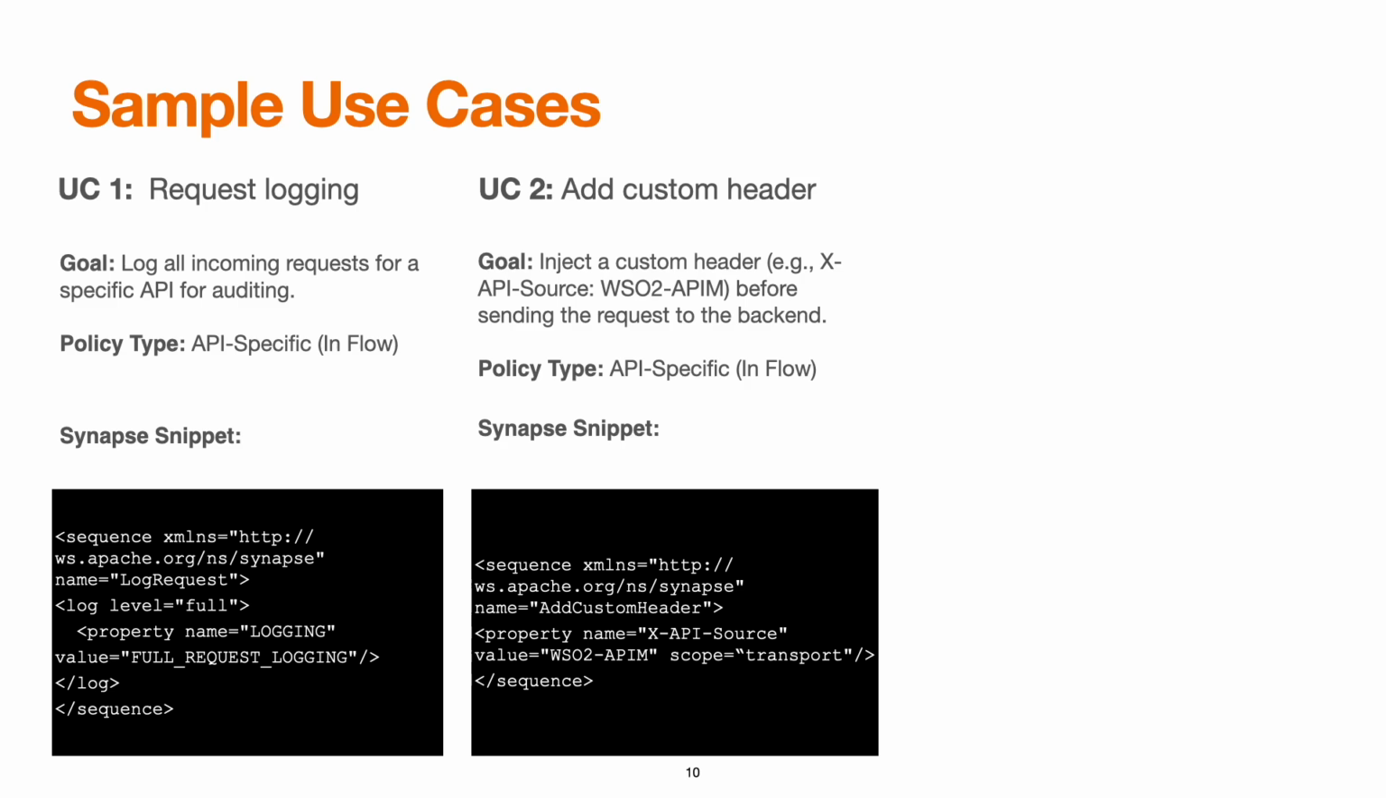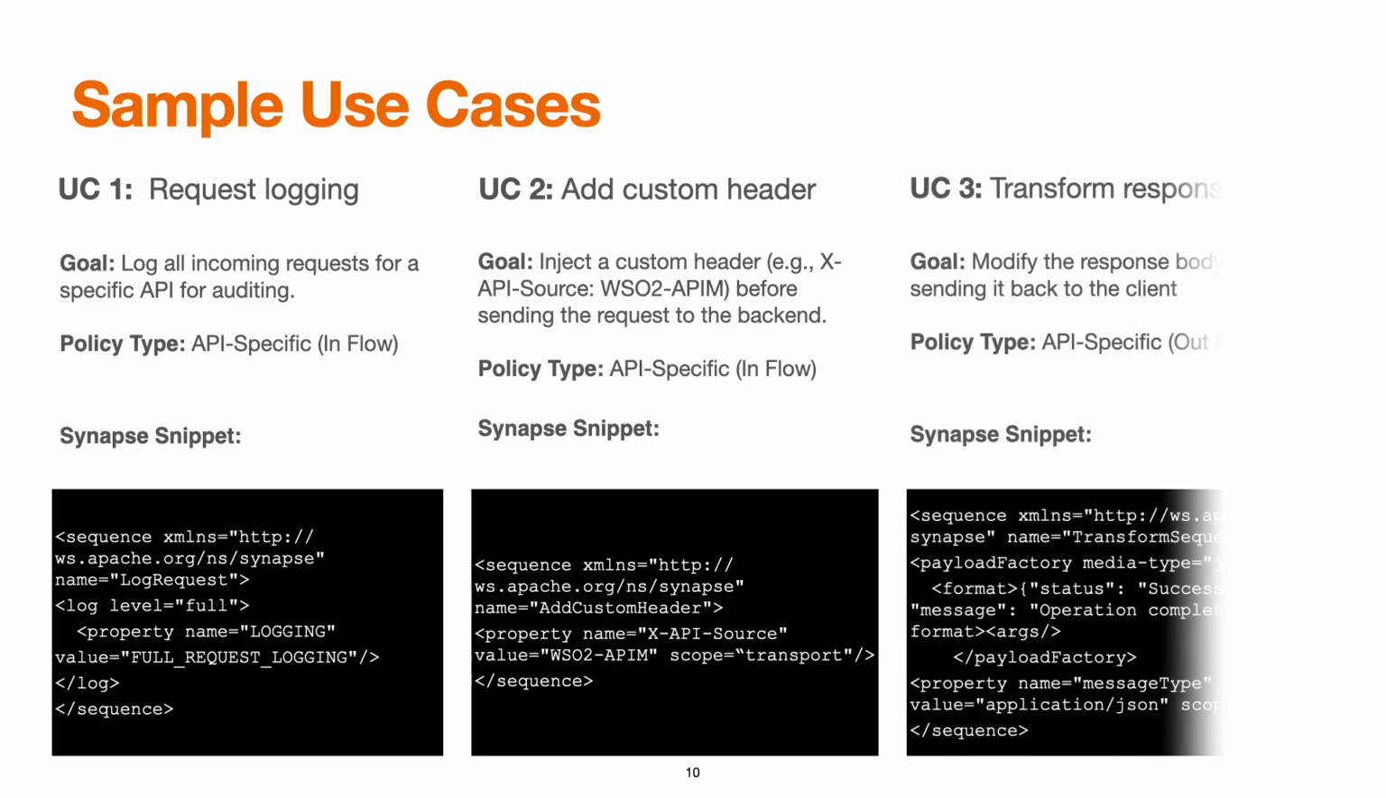Adding a custom header. So let's say our backend accepts a specific header, so we would like to add the custom header via the gateway. So first we take the parameters from the request, we make some modification, construct a custom header, and then we send it to the backend service.